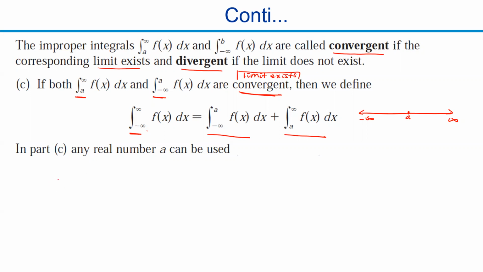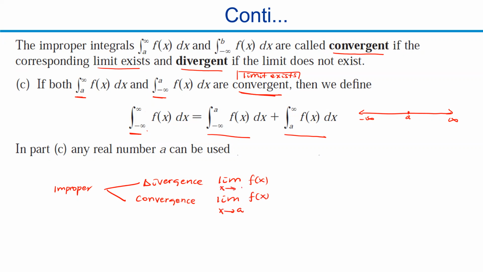So when we say improper integral, we always have to talk about divergence or convergence. Why? Because improper integrals are about limits. When we talk about limits of a certain function, if you remember from chapter 3, we ask whether the limit exists or does not exist. If it exists, we say that the limit converges to a certain number. Otherwise, we say that it is divergent.